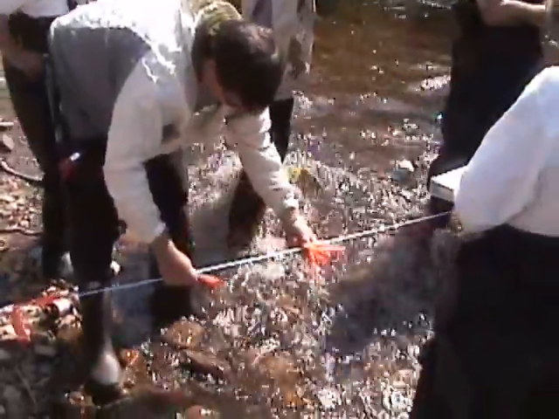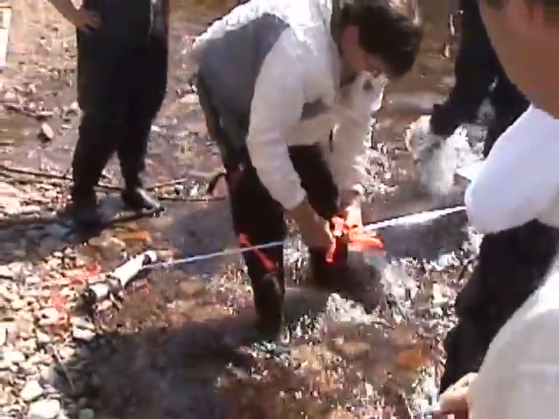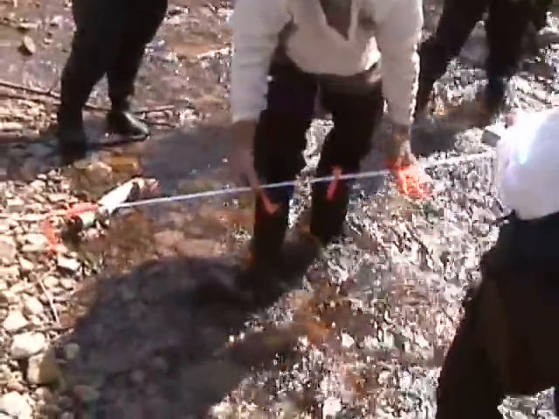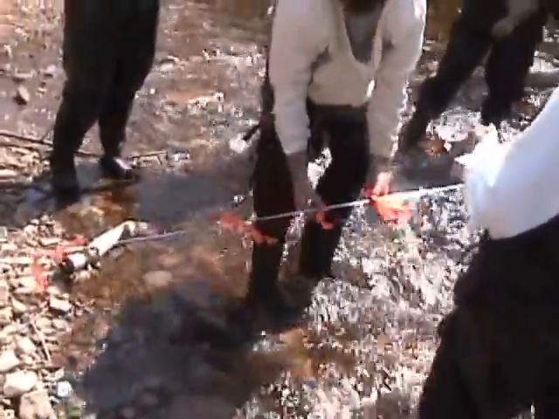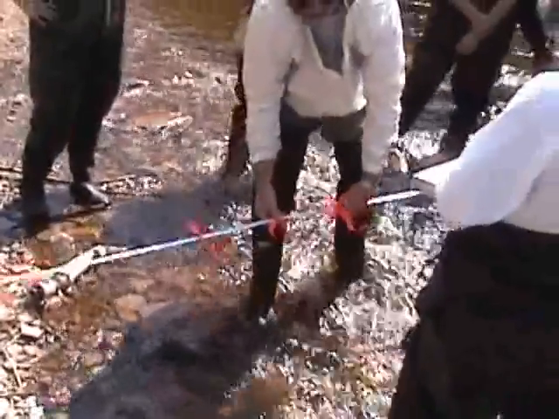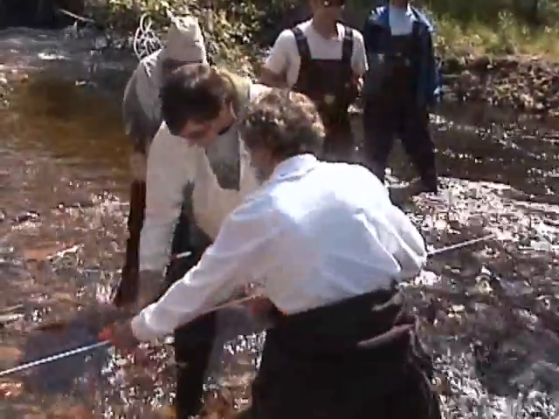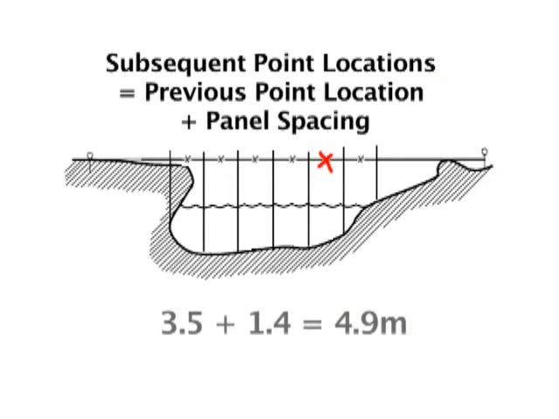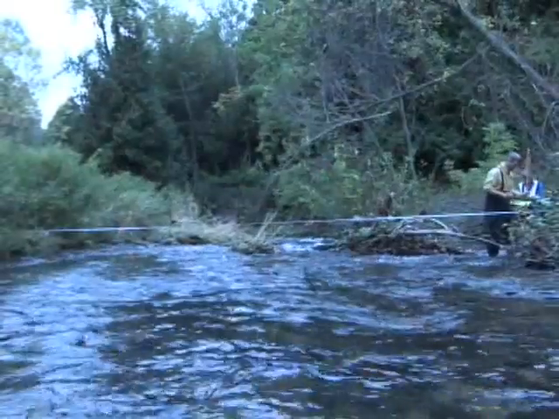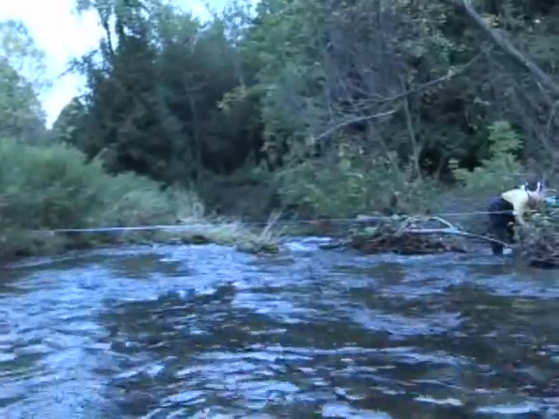This is the hardest part of the whole protocol, getting this right. I guarantee you that at least once, if not twice or three times, you'll get this wrong, because you'll forget to divide the first one in two. 3.5. It's 3.5. She tells that to Scott, who will set up the first observation point. 4.9. Okay. 3.5. Observation one.